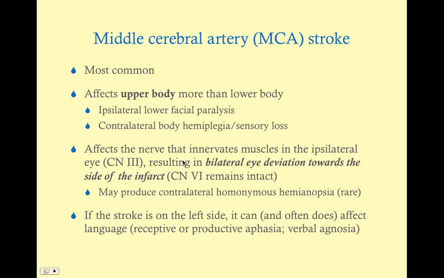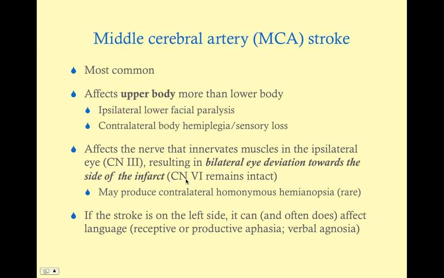When you get an MCA stroke, it can affect the oculomotor nerve, but the abducens nerve remains intact. Now, the abducens nerve is responsible for moving your eye laterally. And so if you have a stroke that affects your third nerve, then the only way you're going to be able to move your eye is laterally. And so it's going to pull your eye towards that side. And so the abducens nerve of whichever side you had the stroke on is still working.